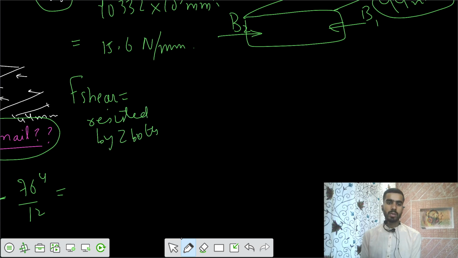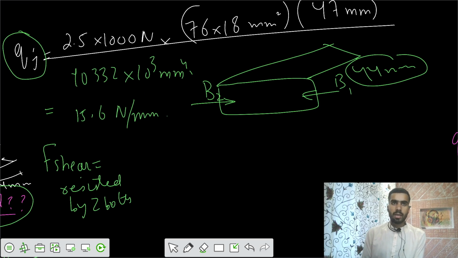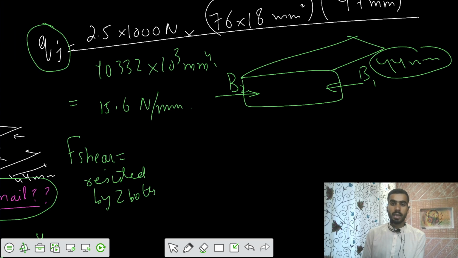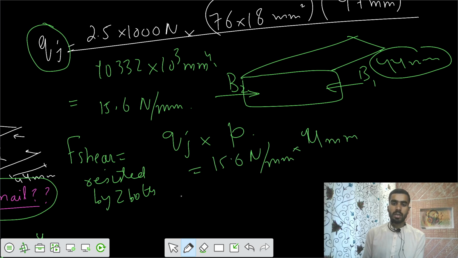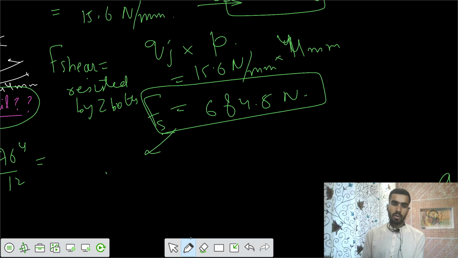The shear force developed here would be that the bolts are subjected to a shear force of Qj into 44, Qj into the spacing or pitch. Qj is your 15.6 Newton per millimeter into your pitch of 44 millimeter. So you can have that value of shear force equal to 684.5 Newton.